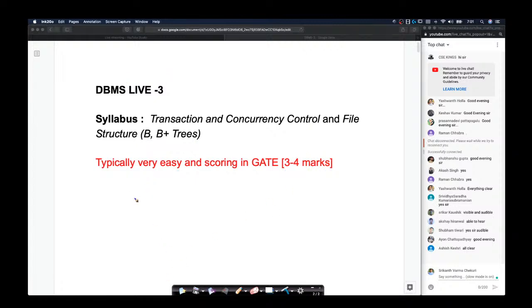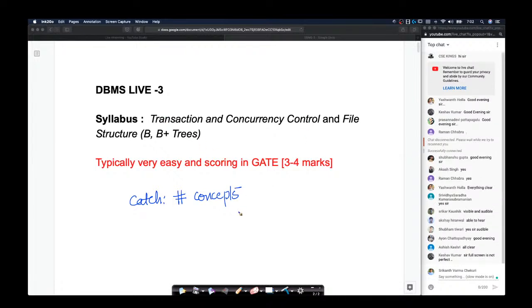But what is the catch? There is also a catch here. The number of concepts, right? The number of concepts that you have in transaction and concurrency control. B plus trees is not a very complex concept because if you know the basic data structures, it's very straightforward. But as far as transaction and concurrency control is concerned, there are a lot of concepts.